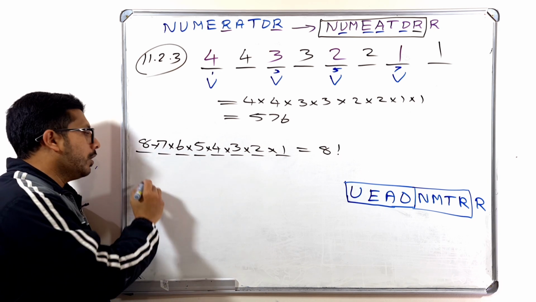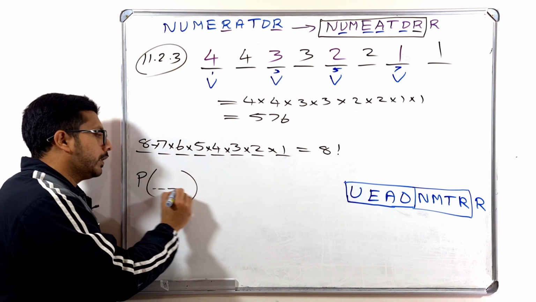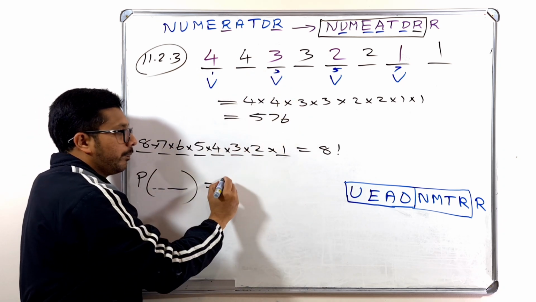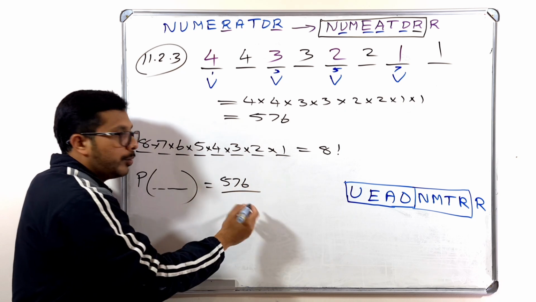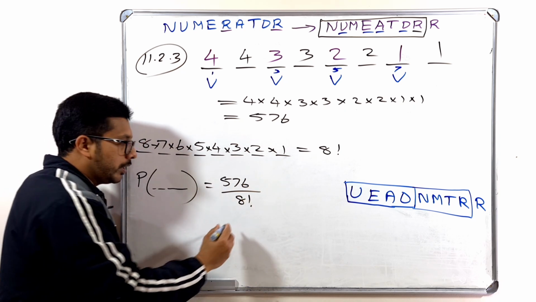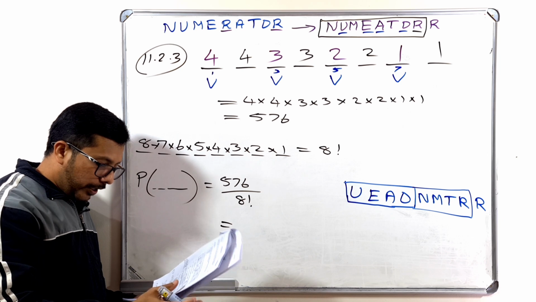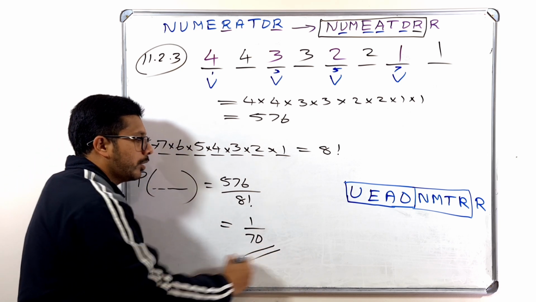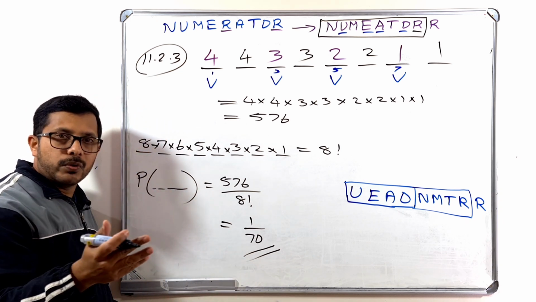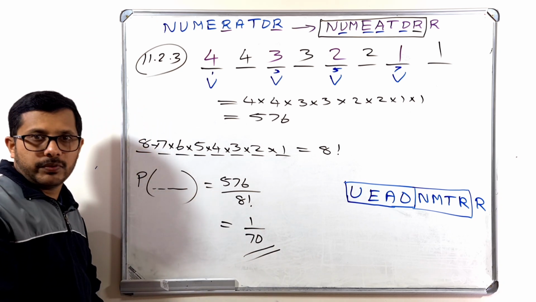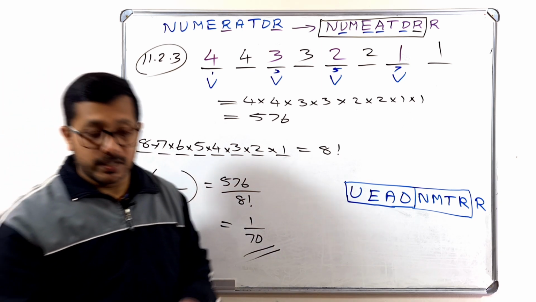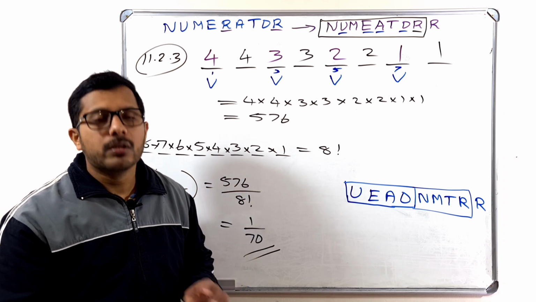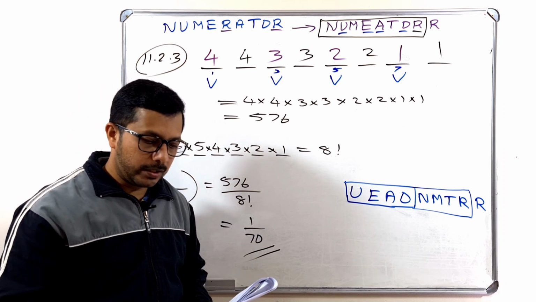Now what is the probability of that condition? According to that condition, there are 576 possibilities. Overall, there are 8 factorial. So check in your calculator, 576 divided by 8 factorial. You will get 1 divided by 70. That means the probability of that condition, alternate vowels, is 1 divided by 70. So that is the September 2019 question, the probability section.